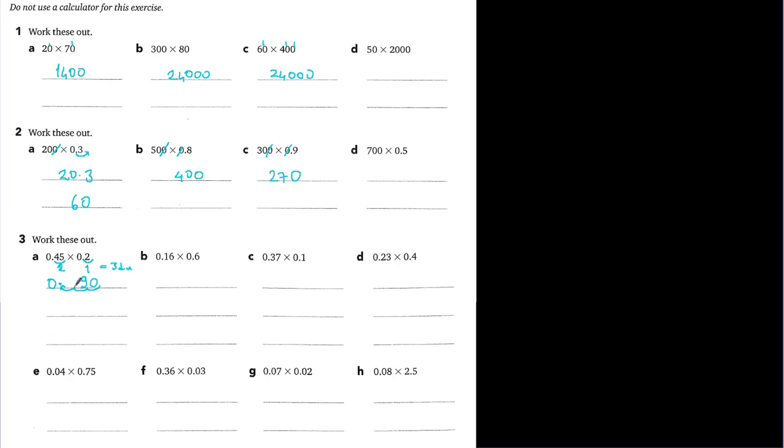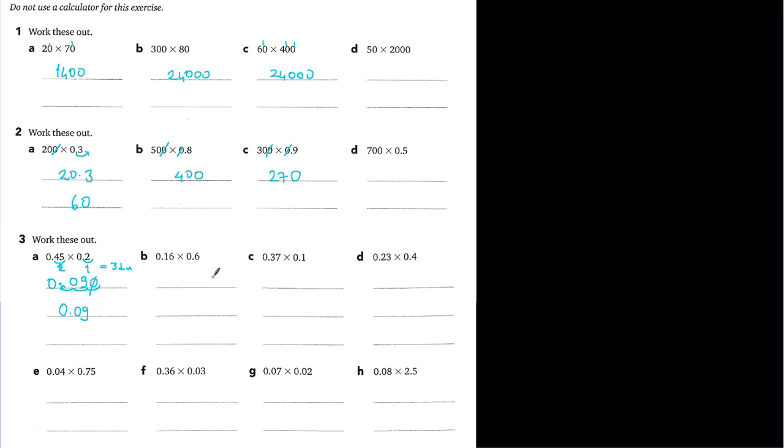Which is going to be equal to 0.090. But if you remember, if you write after the decimal point and the number ends with 0, there is no need to write that 0. So the answer is going to be 0.09.